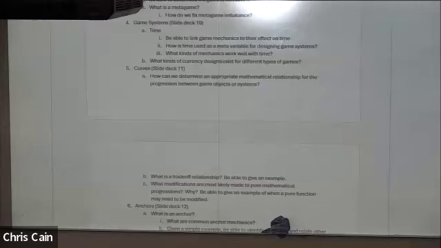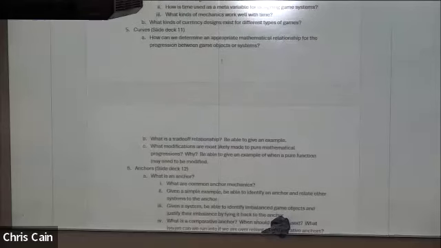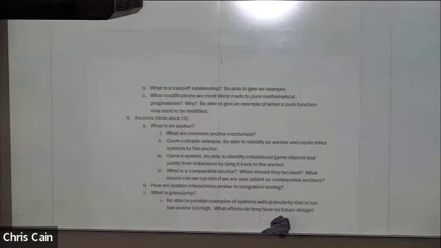What currency designs exist for different types of games. Talked about curves, determining appropriate mathematical relationships for progressions in games between game objects or systems. We talked about different relationships, the trade-off relationship. Modifications most likely made to pure mathematical progressions. So things like the changing of the start and end of it, being able to turn it so it does one thing early on and then it becomes another function, so a piecewise function in that regard.